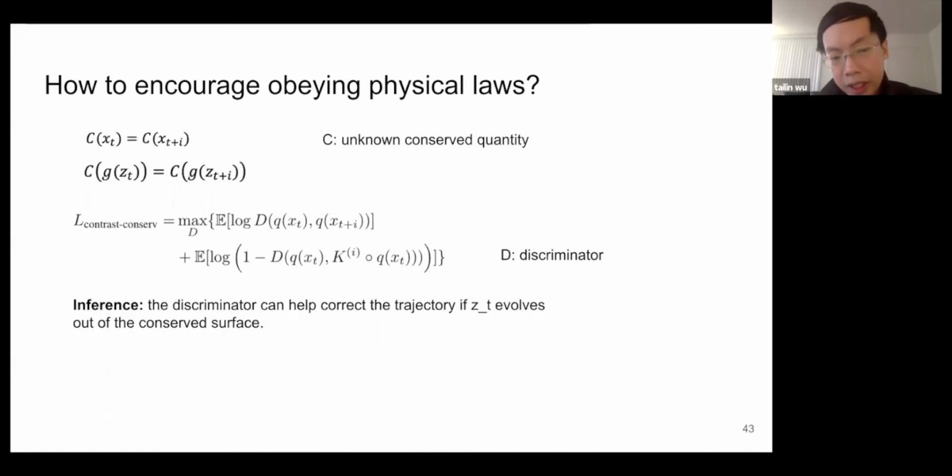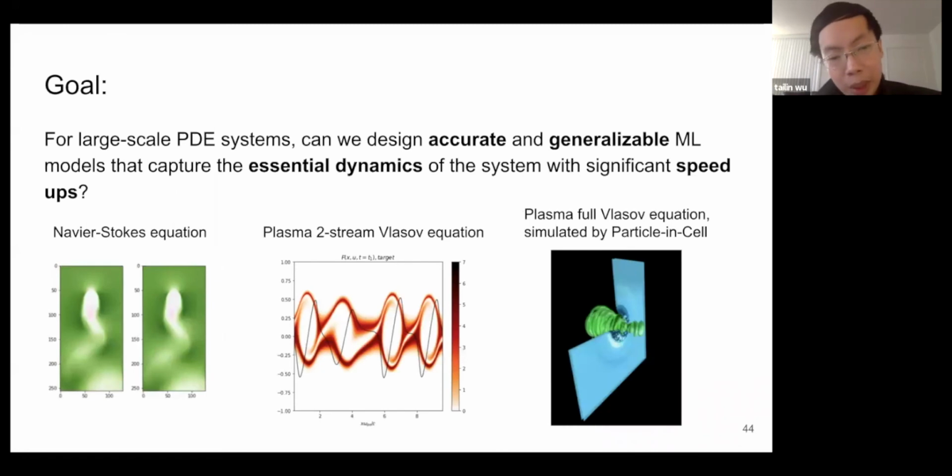During the inference time, we can use the discriminator to determine whether some quantity is conserved during the rollout. And it can also provide some gradient if it is not conserved, and then correct for that. This is our proposed objective. And right now we are implementing it and testing it out. So up to now, is there any question?